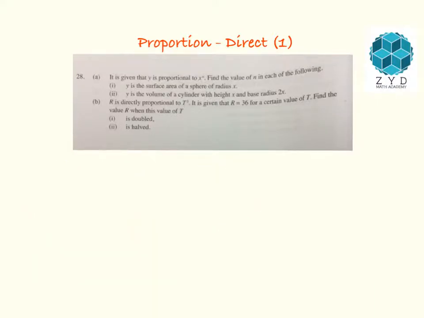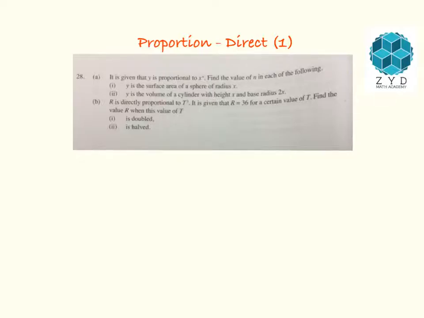Okay, for question 28B, this is slightly different from 28A. The statement is r is directly proportional to t cubed. It is given that r equals 36 for a certain value of t. Find the value of r when this value of t is doubled and is halved.